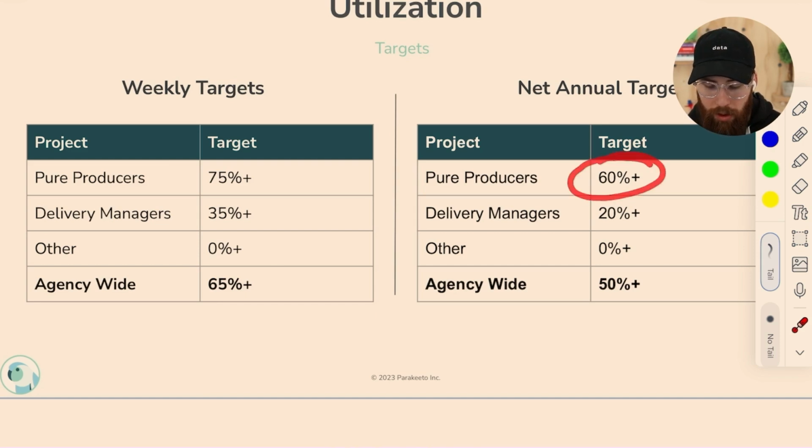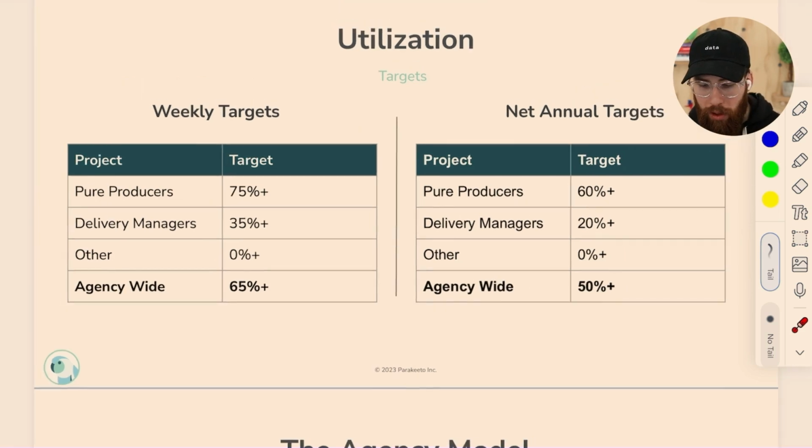So pure producers end up at around 60% on an annual basis, delivery managers at 20% plus, everyone else at 0% plus. And like I said, if you're in a typical situation, if you can achieve a utilization rate of 50% or higher, you're putting yourself in position to be profitable as long as your rates aren't materially lower than everyone else, or you're not paying significantly more than everyone else for your talent. Again, I'm not really big on benchmarks for utilization rates, but hopefully this is helpful to give you a sense.